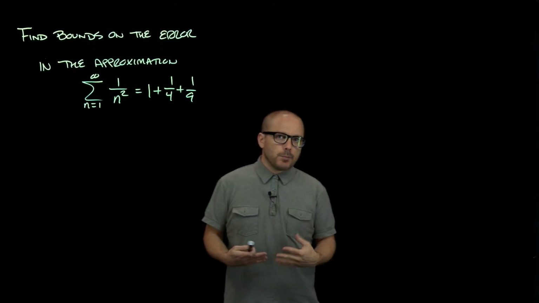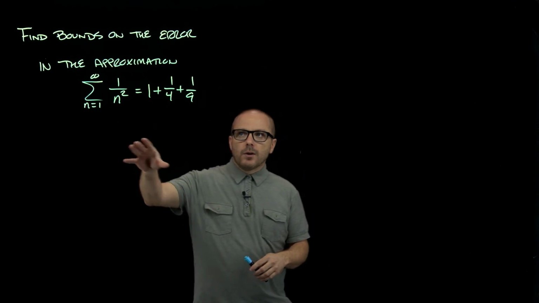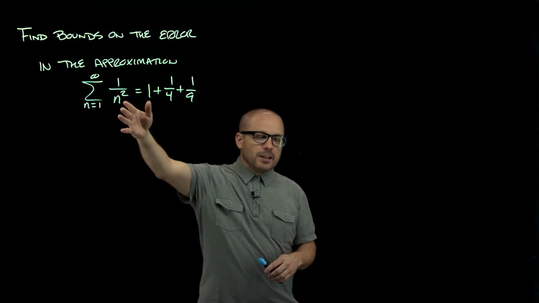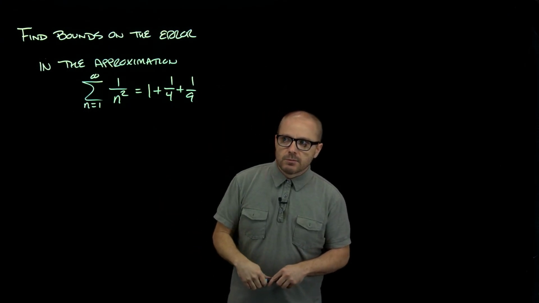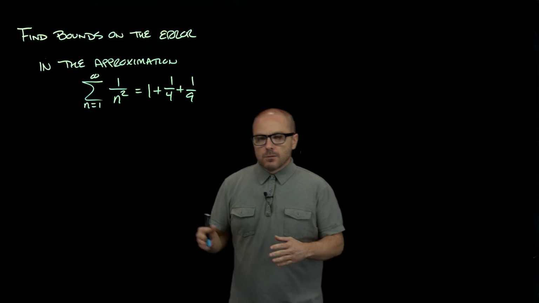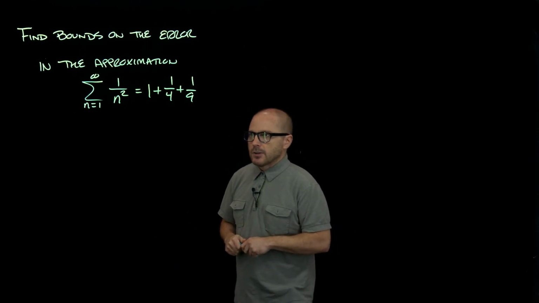So let's look at an example of using that truncation error theorem. Here we have a very crude approximation. We have an infinite series, but we're just going to use the first three terms, and we want to see what our upper and lower bounds would be. Remember that theorem gives us both an upper and lower bound on your error.